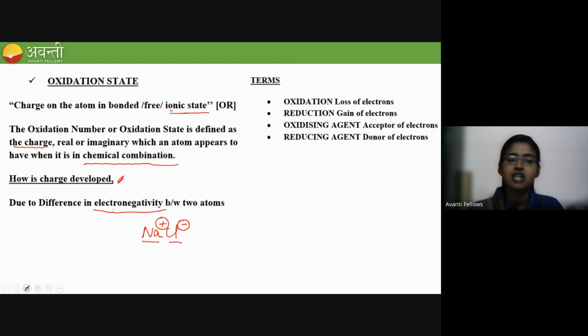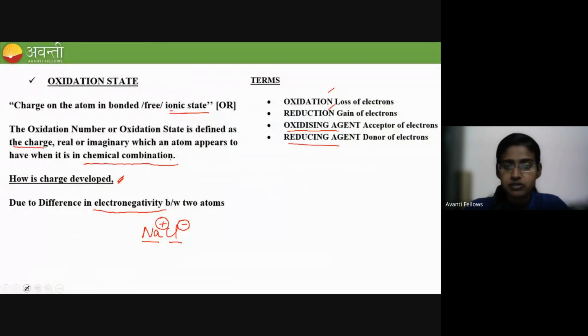Now some of the terms we need to understand. Oxidation and reduction, these two terms we already know. Oxidation is loss of electron and reduction is gain of electron. These two terms are a little bit new for you: oxidizing agent and reducing agent. Who is an oxidizing agent? The one which is accepting the electron is called the oxidizing agent, and the one which is donating its electron is called the reducing agent.